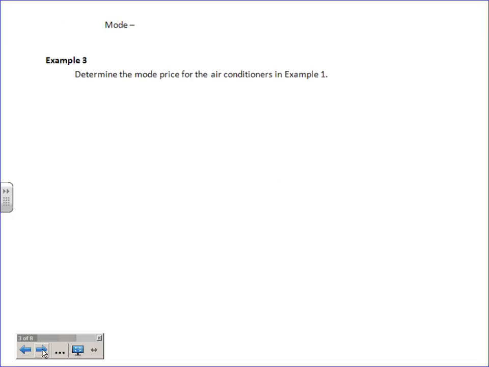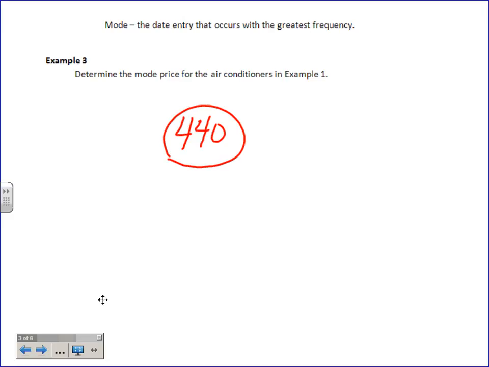And this one, mode, I think there's a nice, easy phonics way of remembering this one, mode and most, right? The data entry that occurs with the greatest frequency, of course, would be the terms we would use in here, or most. And what is the mode for example one? 440. Now, what if there was only one 440? Yeah, no mode, very good.